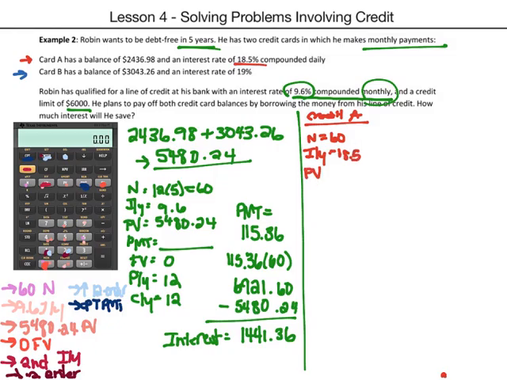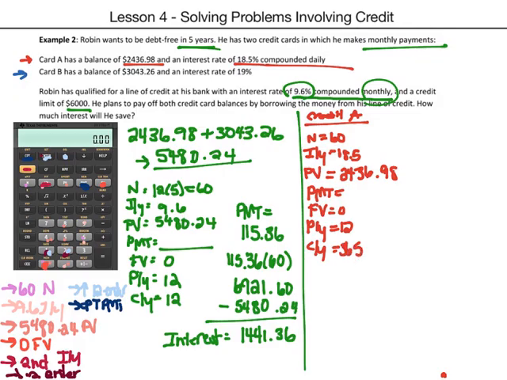His present value is 2436.98. We don't know his payment. We know his future value to be 0. His payments per year are 12, and his compounds per year is compounded daily, so it's 365. So pause the video, type this all into your calculator. You should get your payment to be $62.73.